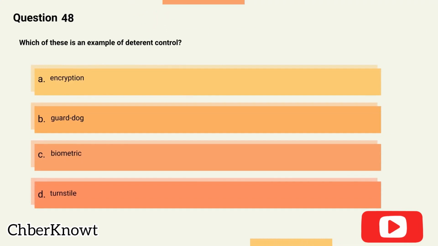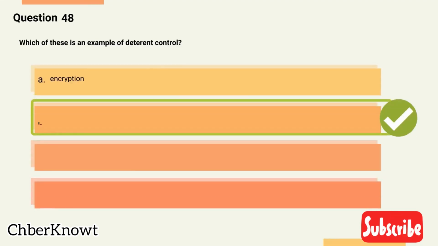Question 48. Which of these is an example of deterrent control? Option A. Encryption. Option B. Guard dog. Option C. Biometric. Option D. Turnstile. The correct answer is option B.